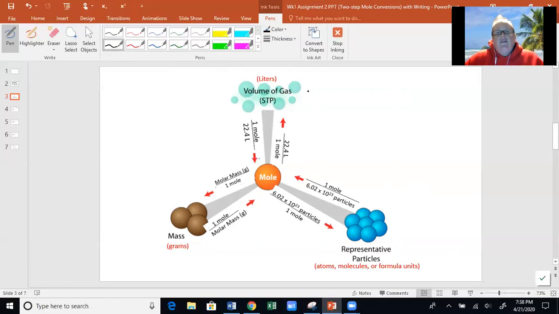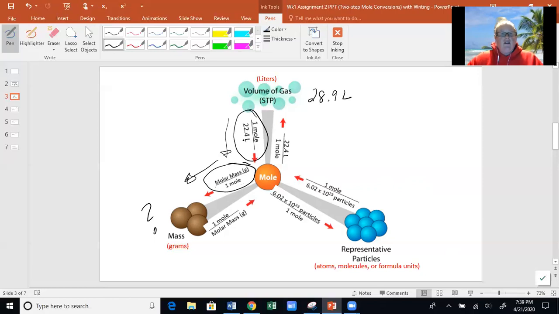So let's say I'm given that I have 28.9 liters of gas, and I want to find out how many grams that's going to be. Before, in our one-step problem, we just took 1 step. Now we're going to take 2 steps. If we're starting here, we're going to need to use this conversion factor, and then we're going to need to use this conversion factor. So we're going to go here, and then we're going to go there. Now, here's the deal. You can't go through the ditches.